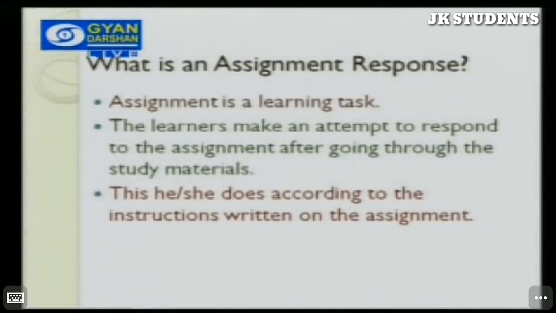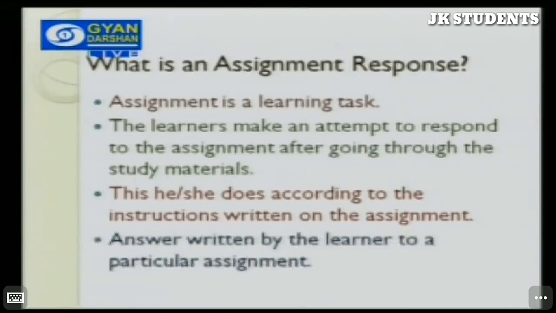Whatever you have to do, there are always some instructions written with the assignments. So every learner is expected to follow those instructions. It is always expected and we always prefer that the learner should write the responses in the assignment. Answers should be written by the learners themselves. Written means handwritten.